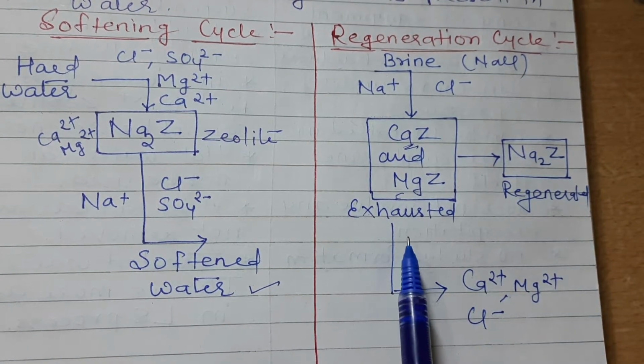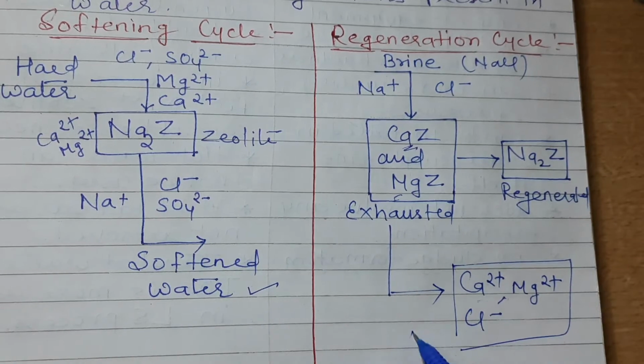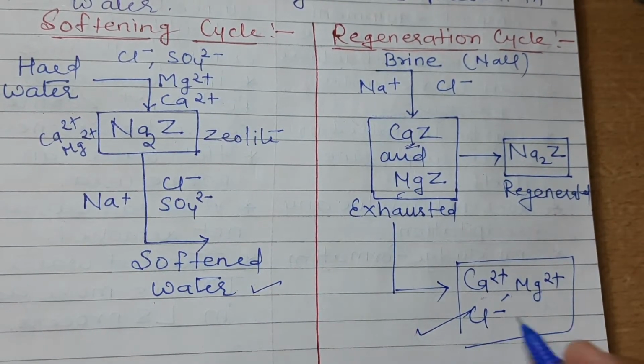So when you pass the brine solution through the zeolite, calcium and magnesium ions are present in the water now, and this water is rejected. It is of no use, it is like wash water.